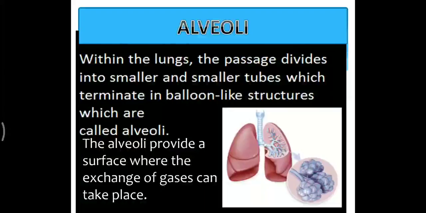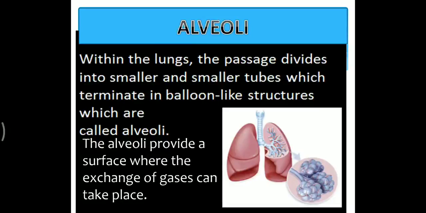Alveoli. Within the lungs, the passage divides into smaller and smaller tubes which terminate in balloon-like structures which are called alveoli. They are small air sacs. Alveoli provide a surface where the exchange of gases can take place.